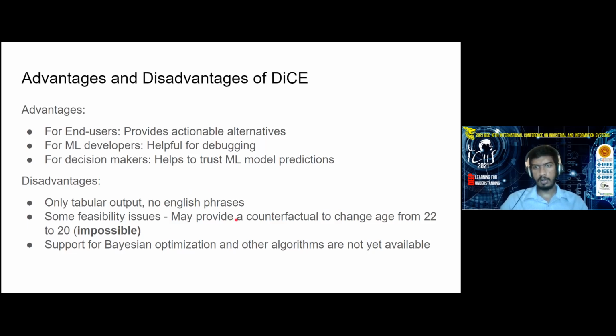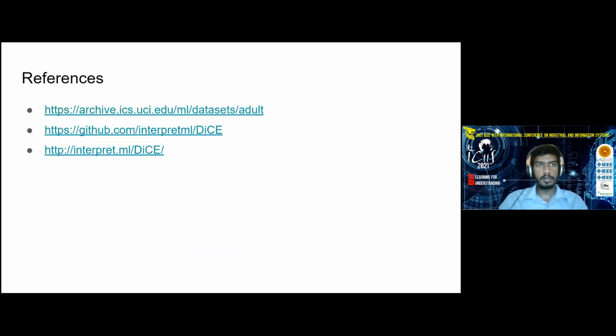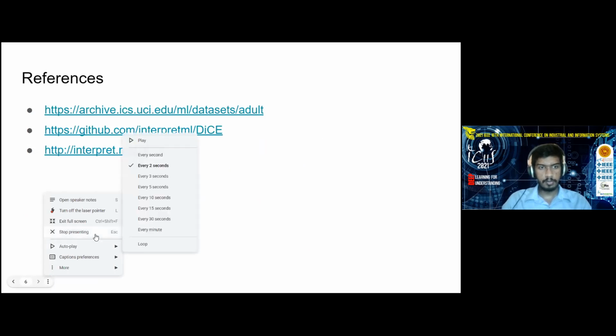And as Dr. Kasun explained earlier, there are some feasibility issues associated with DICE. In fact, the counterfactual may ask you to change the age from 22 to 20, which is not possible. So that is a limitation with DICE. Another limitation is that it only supports certain kinds of optimizations, and some of the optimizations are currently not supported. So that's a quick overview of DICE. I have added some references so that you can refer to them. We'll then move on to the demonstration.